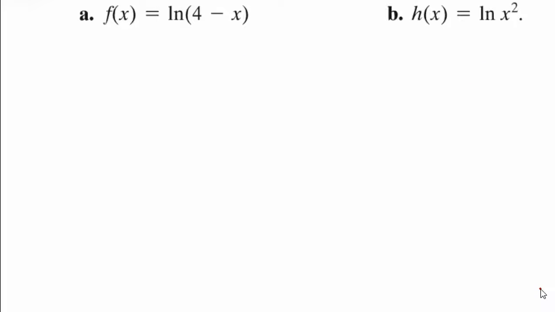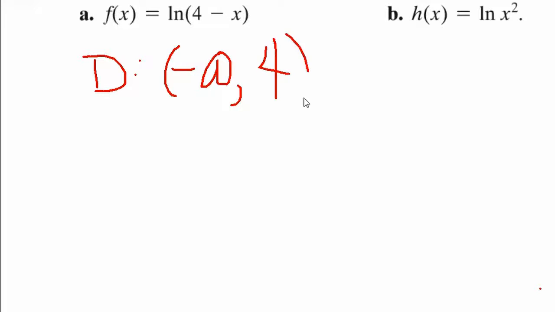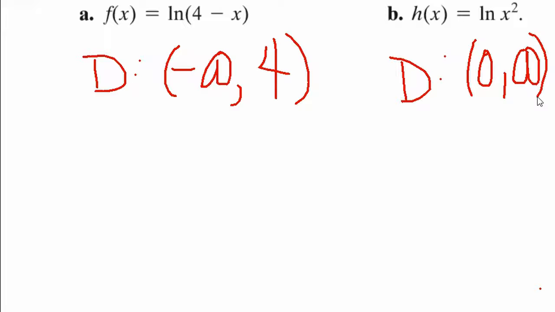So you should be hitting play because you're checking your answers. My domain switches on this one, so it starts at negative infinity, and then what makes the inside of my parentheses 0 is 4. On this one, the square doesn't affect my domain, and there's no shift, so it's just all positive real numbers. So 0 to infinity.